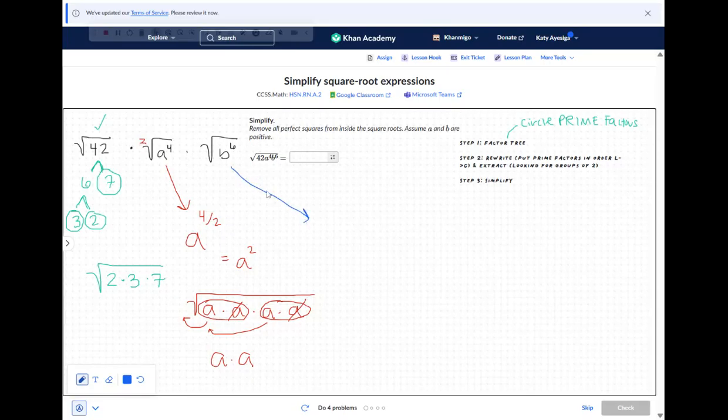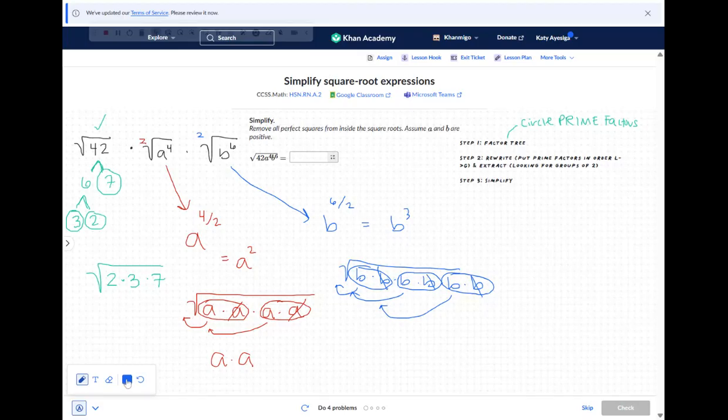And then our last one, b to the 6th power. Again, if you were familiar with the laws of exponents, that's the same thing as 6 divided by 2, which is b cubed. If we did not catch that, we can expand it out, 3 and 3. And then circling again our groups of 2 repeating prime factors, one will cancel for each group, and the other remaining b is factored out. It leaves the radical, leaving us with b cubed.